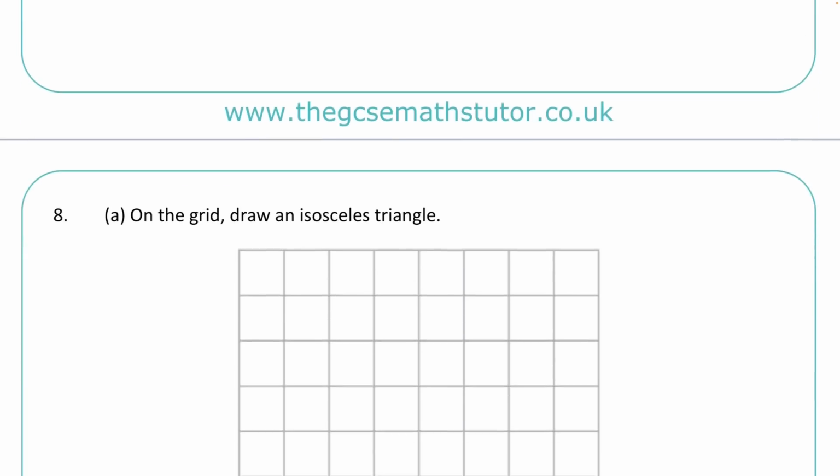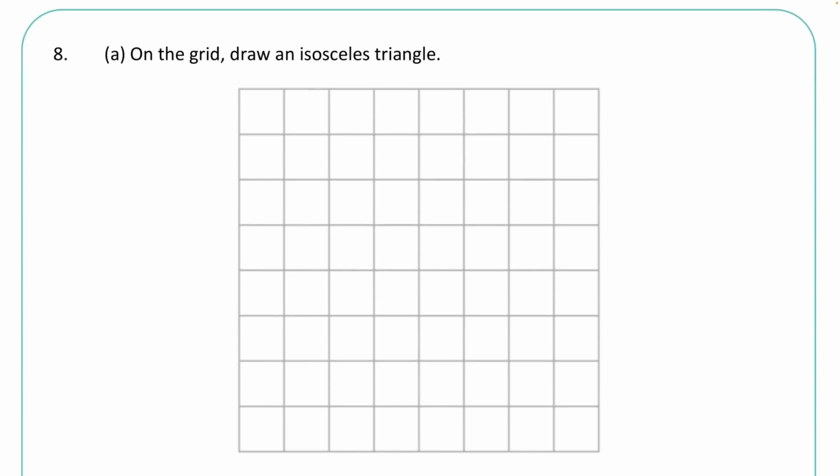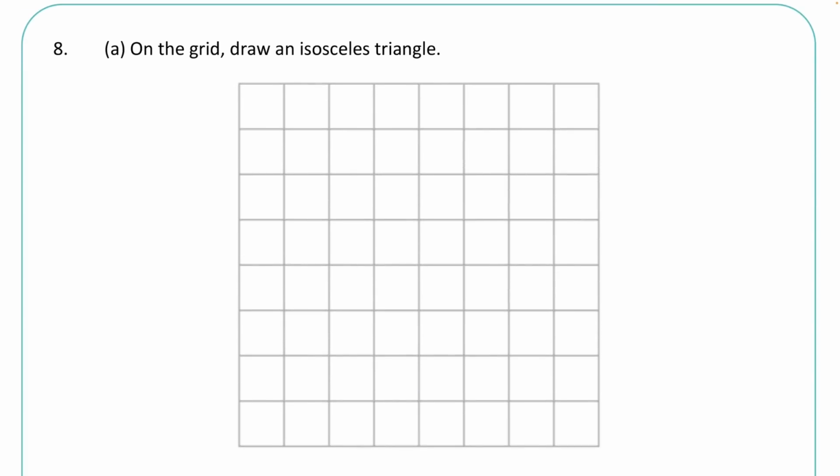On to our next question, we have on the grid, draw an isosceles triangle. There are loads of different variations of triangles that we could draw here, and loads of different variations of isosceles triangles. The easiest way is to use an even number for the base, that way we can see exactly where the middle is, and then we just want to go up from the middle to any particular point. Let's go to here, and we want to join that up using a pencil and a ruler, and there we go, there is our isosceles triangle.